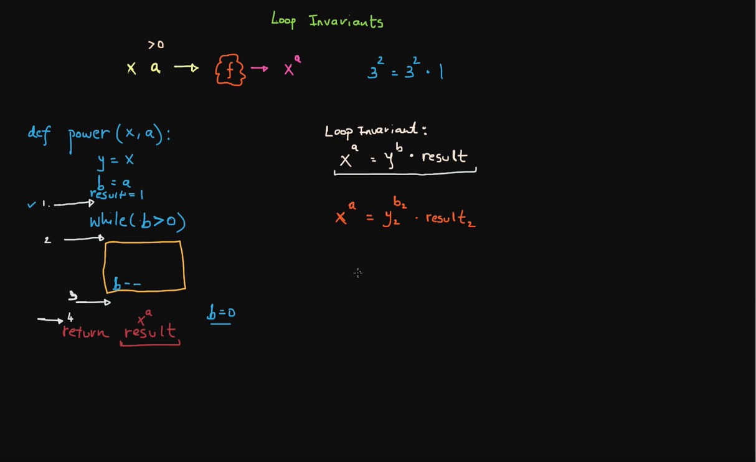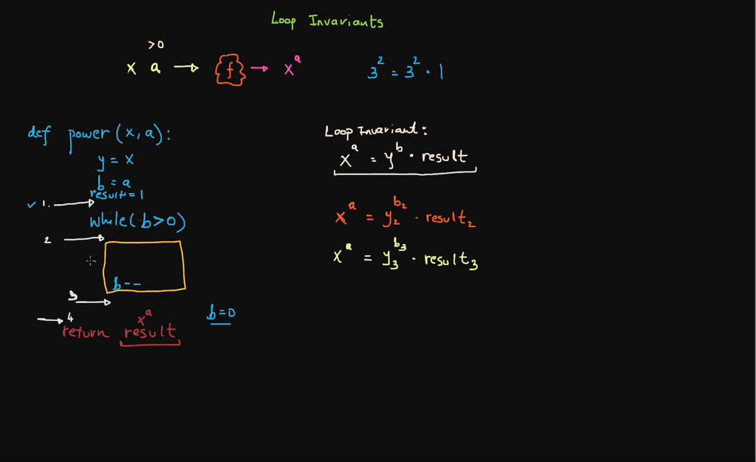At point 3, I'm still going to have x to the power a. Because the loop invariant says that whatever is at point 3, I still should have y to the power b times the result still equal to x to the power a. So x to the power a is going to be equal to y subscript 3, b3 times result 3.